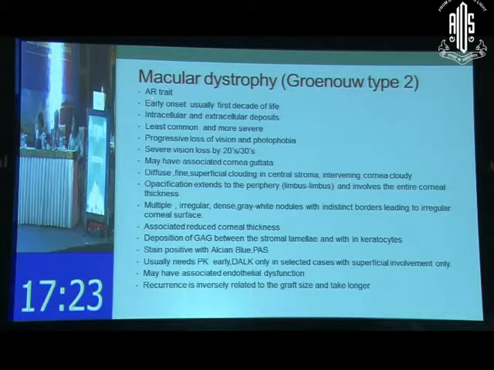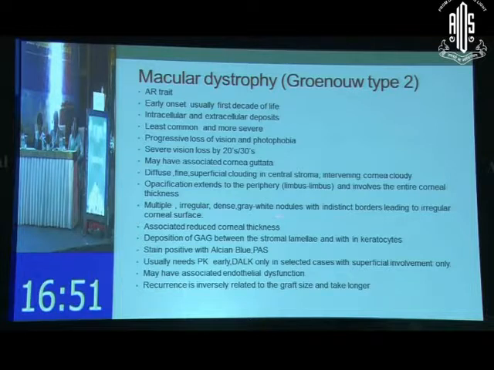Another type of stromal dystrophy is macular dystrophy. It is autosomal recessive. Though granular dystrophy is autosomal dominant, you see fewer cases of granular dystrophy than macular, because macular is more visually debilitating. There's progressive loss of vision. Patients come to you in their 20s or 30s. They may have associated cornea guttata. The differentiating feature from granular dystrophy is that you get diffuse clouding of the cornea, and this opacification extends to the periphery. It's limbus to limbus involvement.